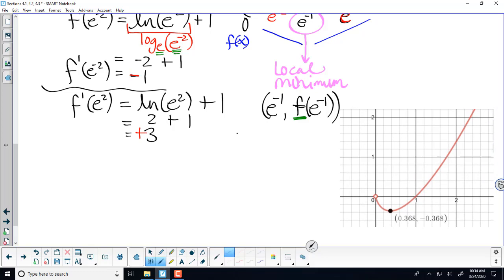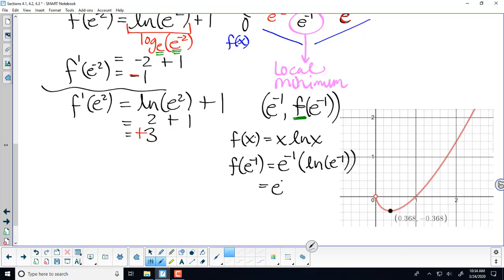All right, so my original function is x natural log of x. So when I plug in e to the negative first, I get e to the negative first times the natural log of e to the negative first. So this becomes negative 1. So I end up with negative e to the negative first. Okay. So that means that my critical point is e to the negative first, negative e to the negative first.